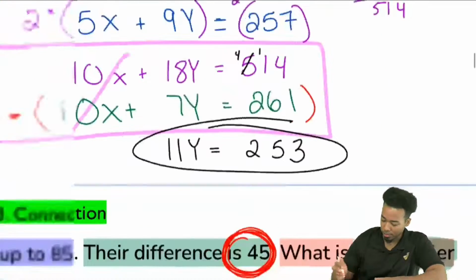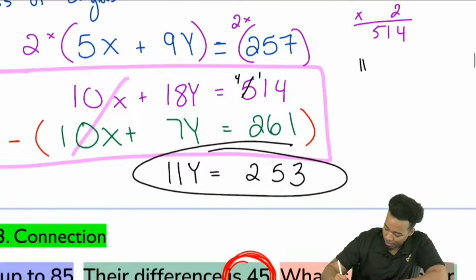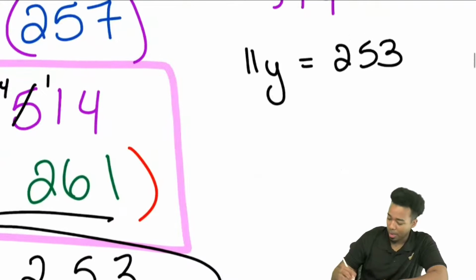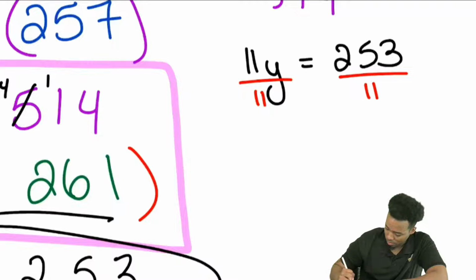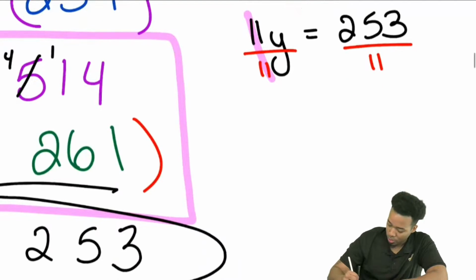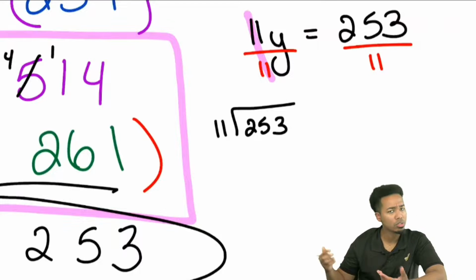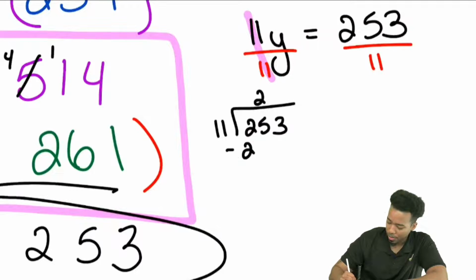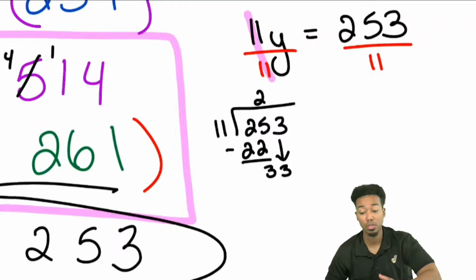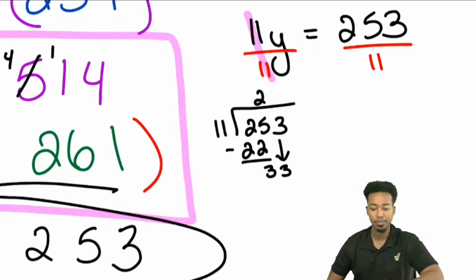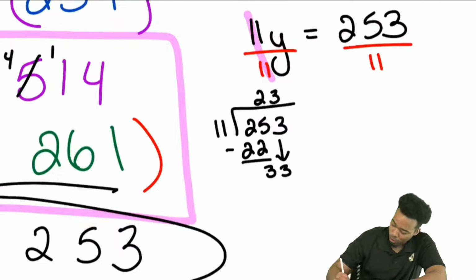Cool. So now that we're here, we need to divide both sides by 11. We have 11y equals 253. When we divide both sides by 11, we can do long division if you'd like to. Right over there. 11 goes into 25 2 times. And then you have 33. Everybody, 11 goes into 33 how many times? 3 times. So we end up getting y equals 23.